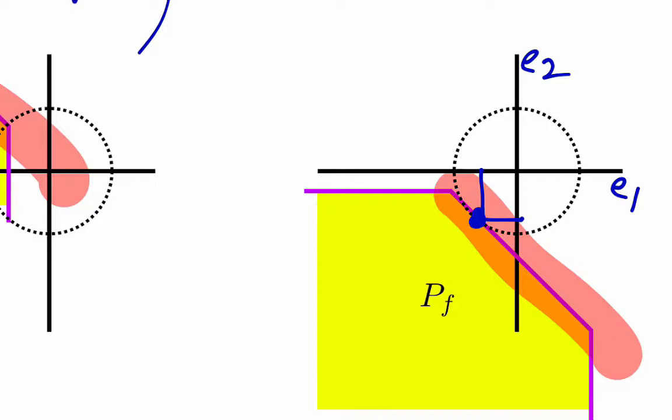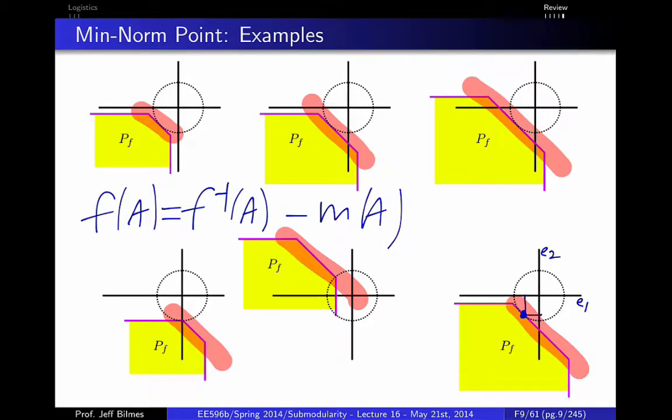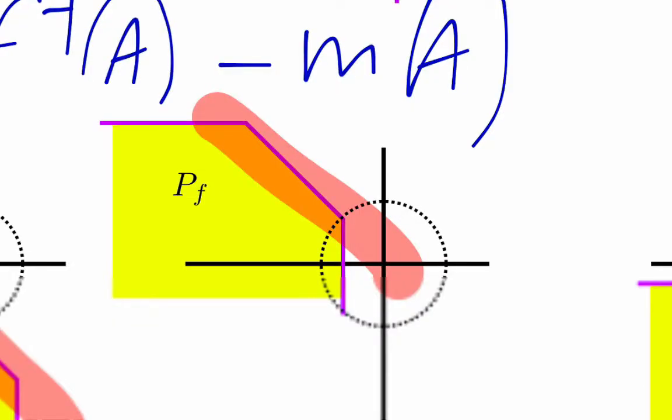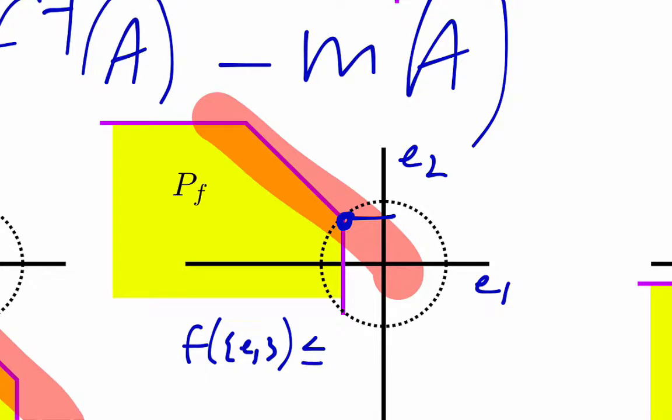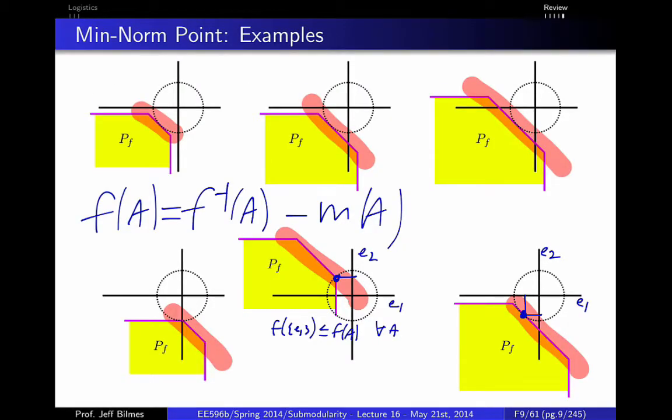I guess they're both negative, aren't they? So let's see. Here's one where I think one of them is positive. So this one, this is E1 and E2. All right. So here are the coordinates. So E2 is positive and E1 is negative. So therefore, f of E1 is less than or equal to f of A for all A. Okay. So E1 becomes the minimum. Because that's basically what we're going to see.